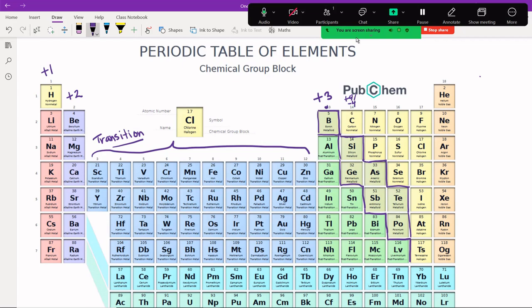I want to jump over to the far right side of the periodic table, column 18. Everything in this column, these are known as your noble gases.